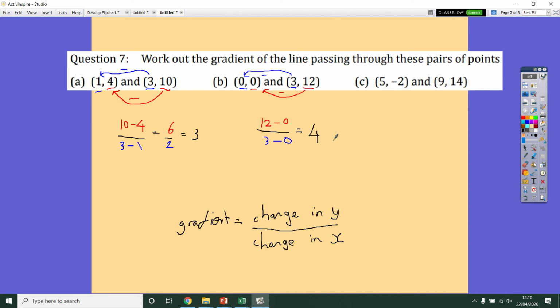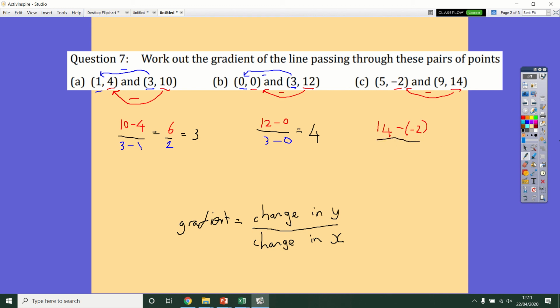Okay, for the third example, this is where you need to be a bit more careful because there's a minus number hiding in here. If you want to use minus numbers, you've got to be really careful about how you do these takeaway sums. So finally, same idea. I'm going to look at the y values, 14 and minus 2. I'm going to subtract them this way round. So on the top of my fraction for the gradient, I'm going to have 14, and I'm going to subtract negative 2. I'm taking away a minus number, so I'm going to get a double negative here.